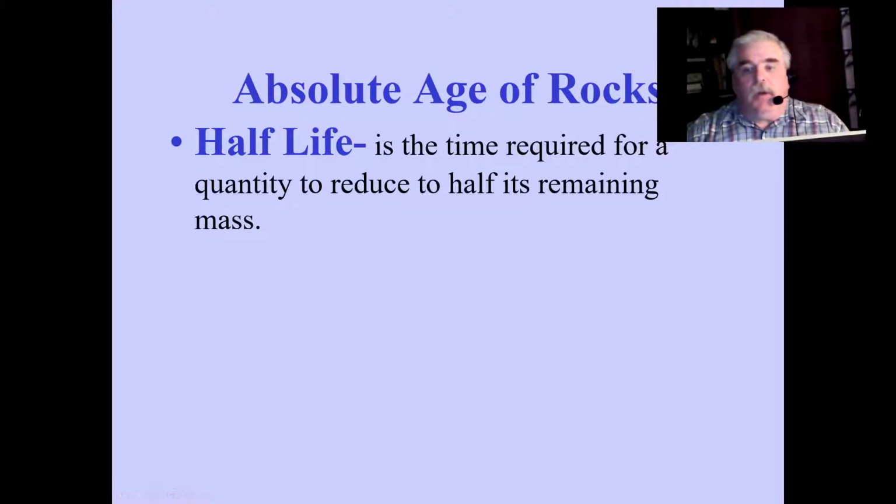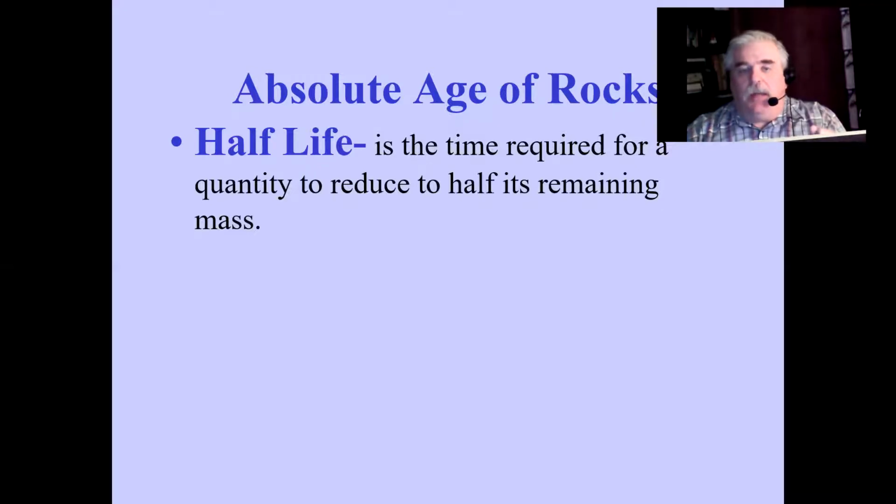Okay, so what we're going to talk about is the half-life of a radioactive isotope. Half-life is the amount of time that it takes the remaining mass of a radioactive isotope to decay to 50% of its original mass. So for example, if we start out with 100 grams of a substance and we undergo one half-life, we will have 50 grams of that radioactive isotope and 50 grams of the stable daughter product.